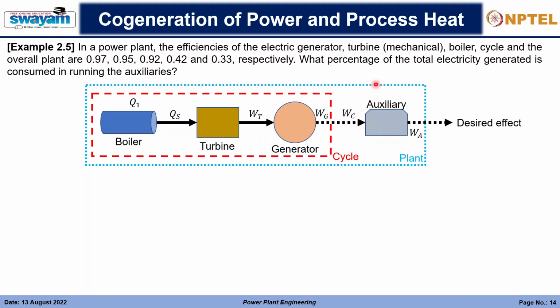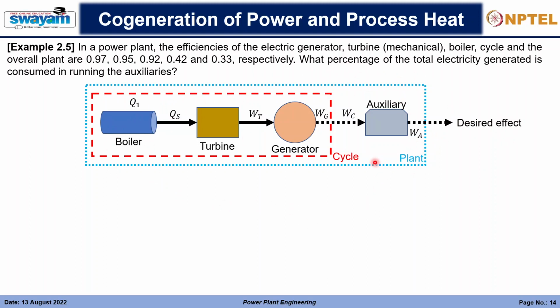Now from the cycle it will go to the auxiliary equipments. These equipments require some power, for lighting the lamp, or powering the valves and everything. So that will be WA. Finally that will be WA, so WA will give us the desired effect. So this is the schematic actually.